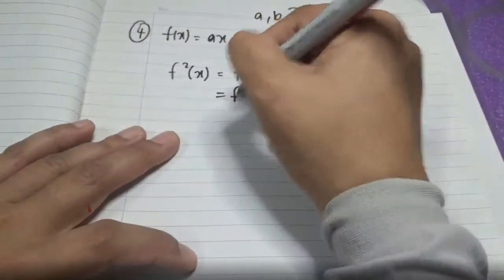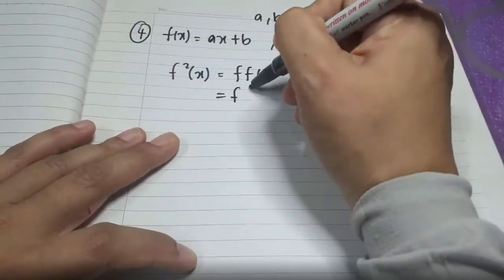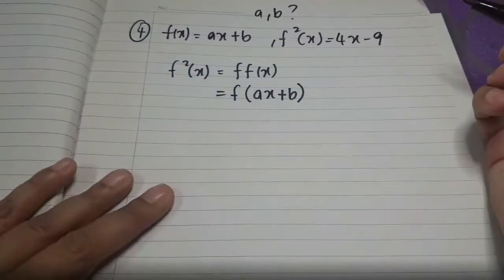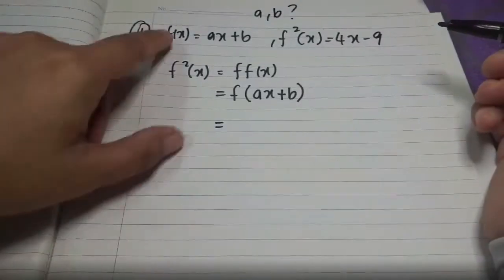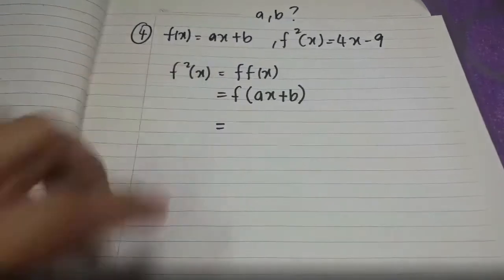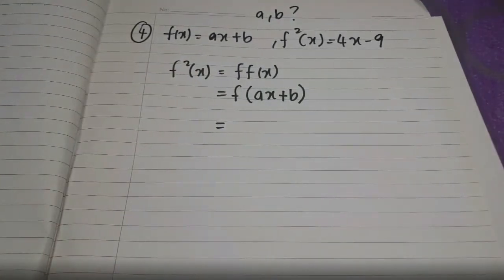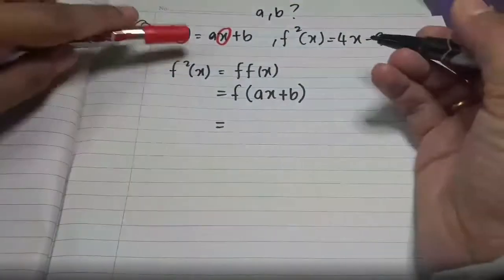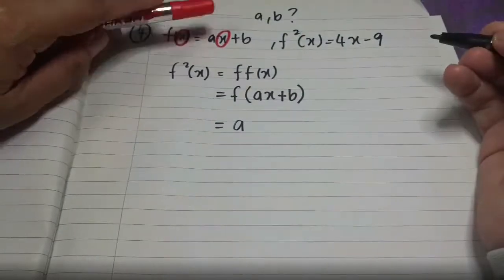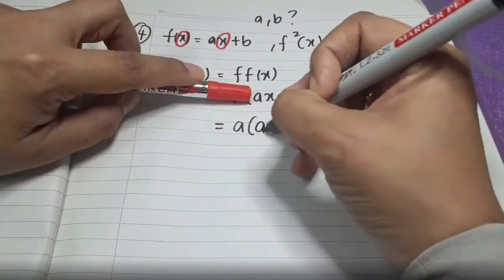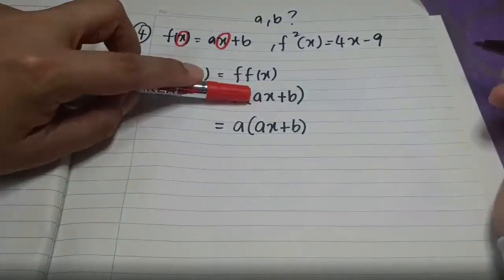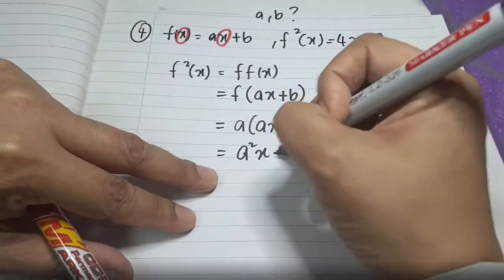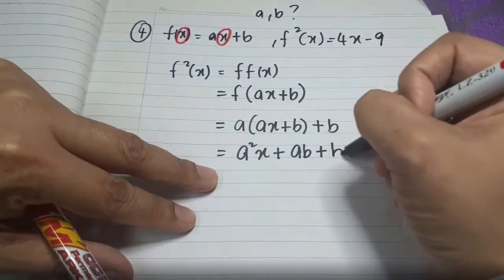So, this is f inside f. So we copy the first f and f(x) is ax plus b. Okay, then f(x) equal to ax plus b. Now we don't want x, we change x. The term x we will change. So become a, we copy a, we change x. x become ax plus b. Okay, plus b. So this is equal to a squared x plus ab plus b.